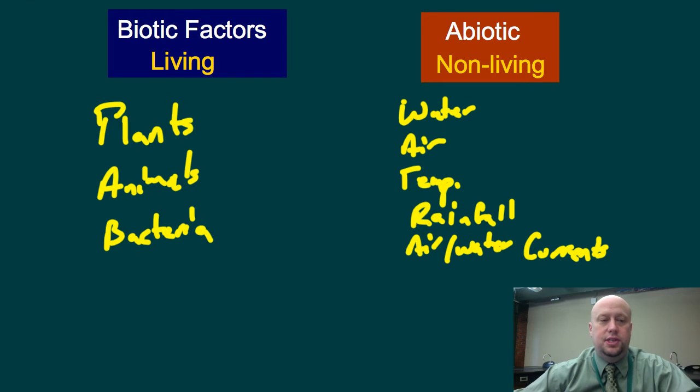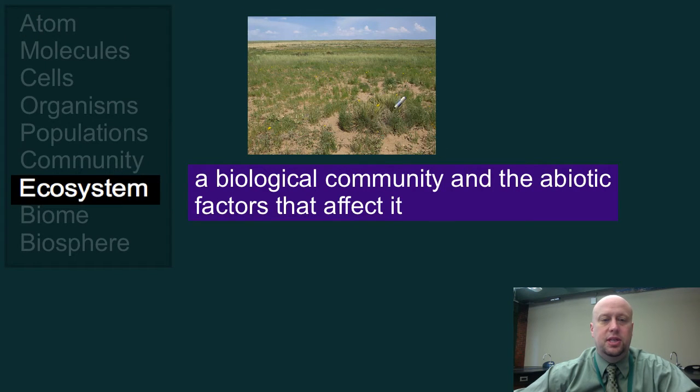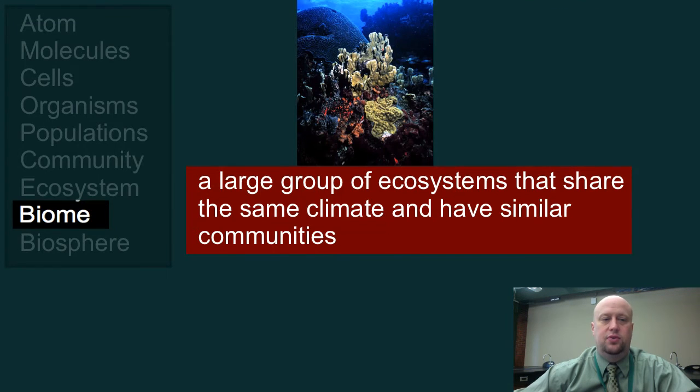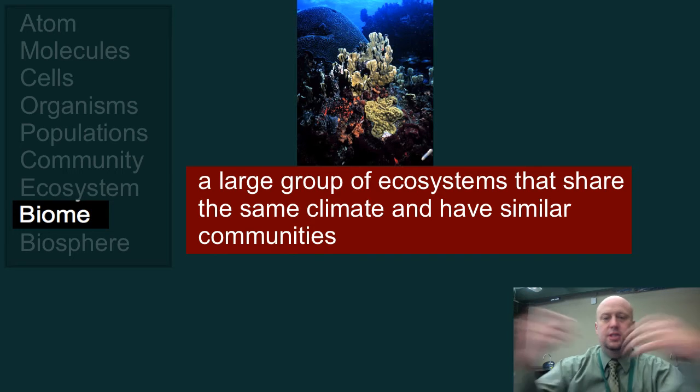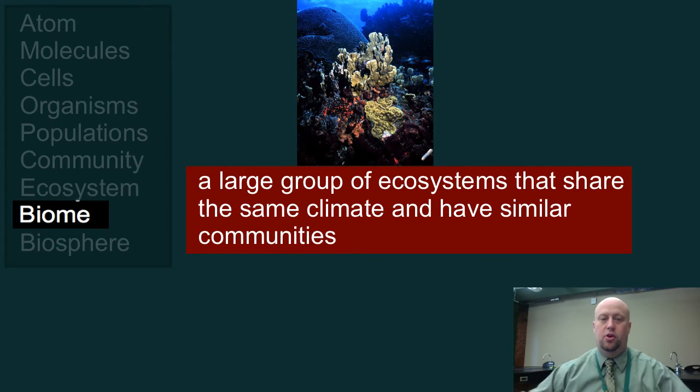And that's what an ecosystem contains, if we jump back here real quick. It's all the living things and all of the abiotic factors as well. Now, if we take a bunch of ecosystems together, then they make a bigger group called a biome. They've got the same climate and similar communities. We're going to talk a lot more about biomes in the next couple of videos.